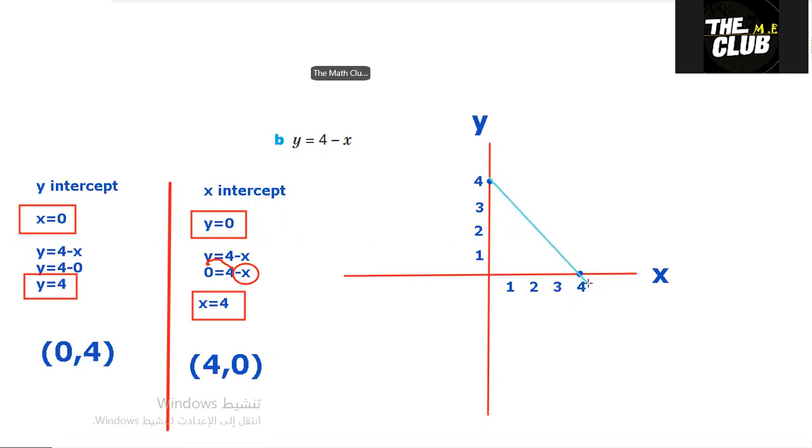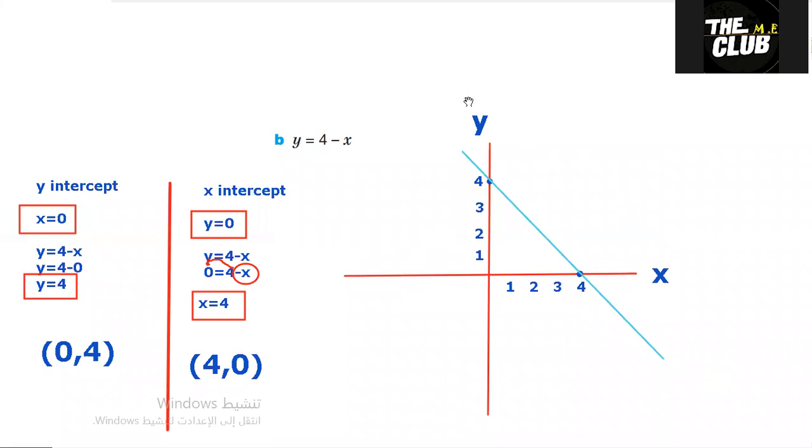Now, when you use a ruler and a pencil, you'll do better than me. It's not easy to do it on the computer. Let's see. Yes. So it's going to be like this. You can make it as long as the grid that you have. And this is how you answer this question. So this is graph B.